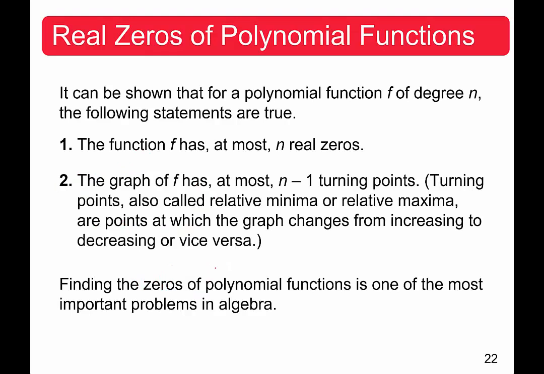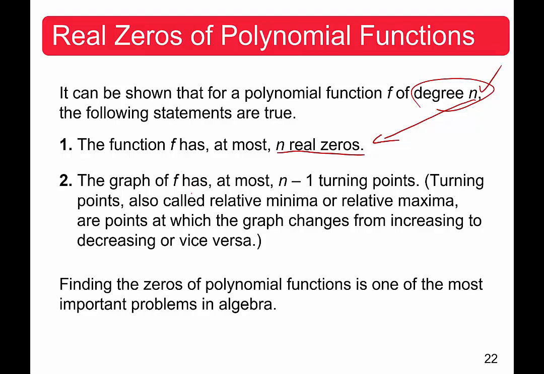So it could be shown that for a polynomial function of degree n, the following statements are true. First one: the function f of x has at most n real zeros. So the power determines the number of zeros. At most n real zeros. That could include repeated zeros, and that could include complex zeros. So of all the possibilities, the most zeros we have will be n. We'll be matching with the leading power.